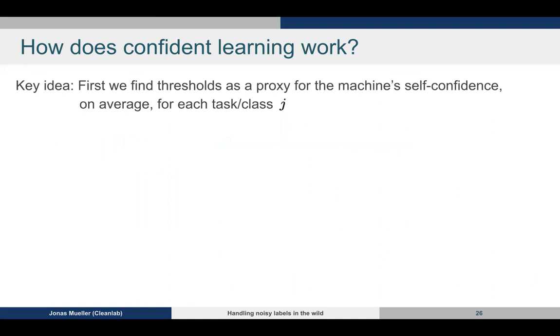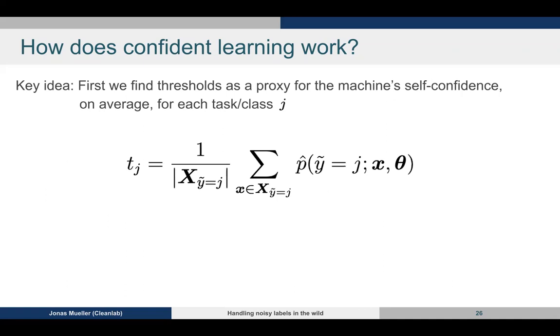And so the key idea in confident learning is we need to find some thresholds which act as a proxy for the machine learning classifier's confidence on average for every class. What this is showing is essentially we take the predicted probability for all examples whose given label is class J. We ask the pre-trained classifier, what do you think is the probability that class J would be the given label for this image, when we know the image did have label class J. And then we just take an average over all the images in class J, and that becomes our threshold for class J.